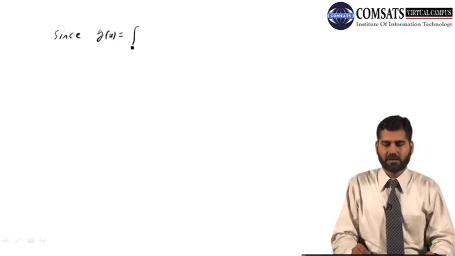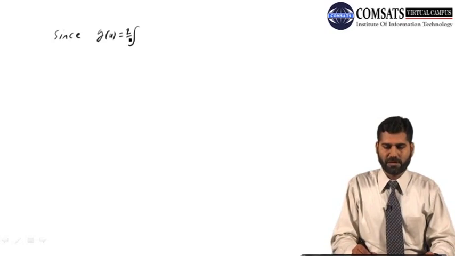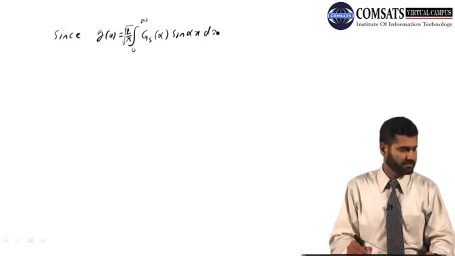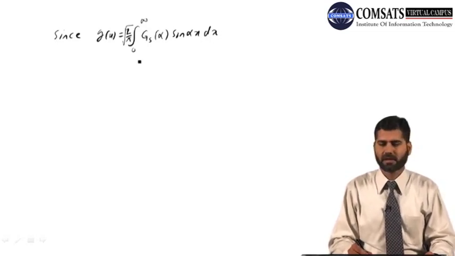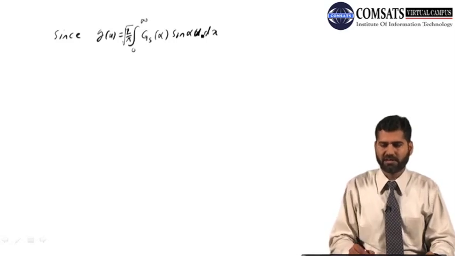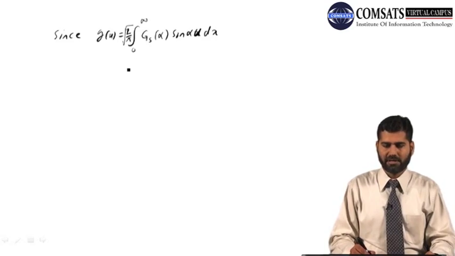So let's see. Since g(u) is 2 by pi, integral from 0 to infinity of gs(alpha) sine(alpha x) dx, right? I'm writing u, so I can write du. Let's say du.